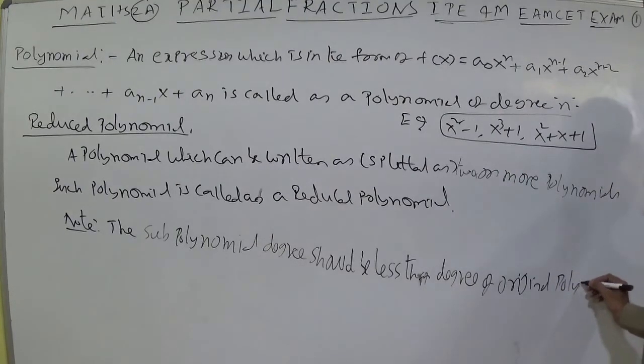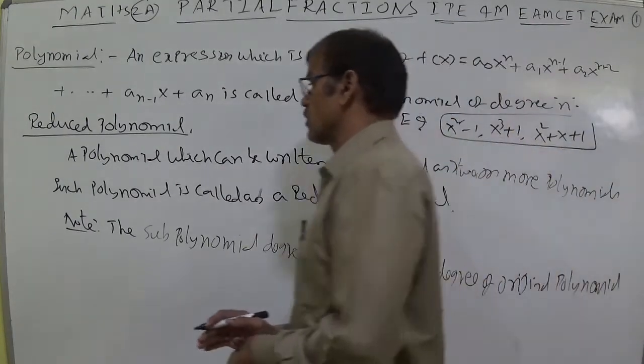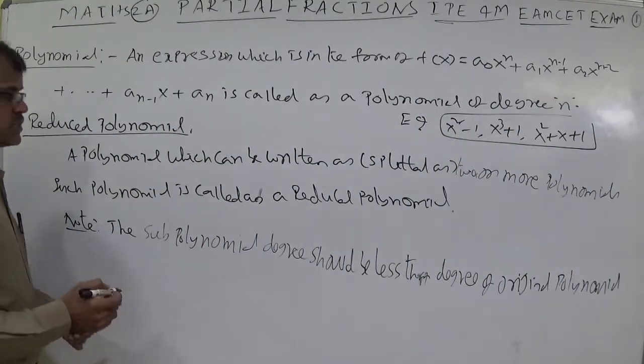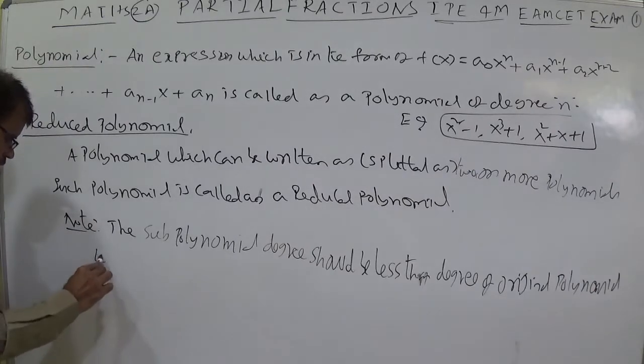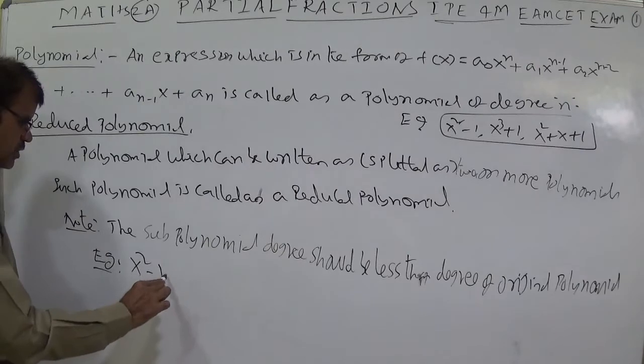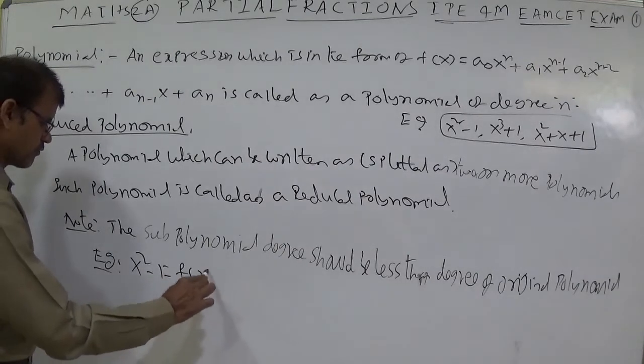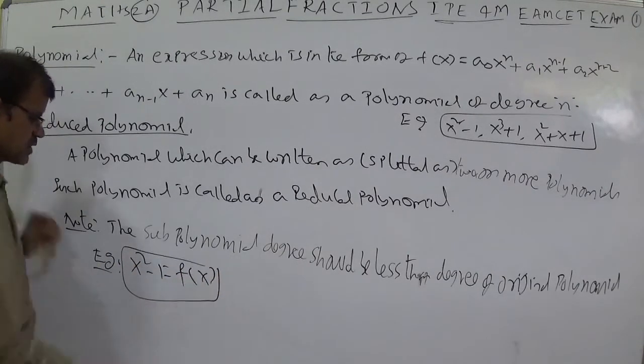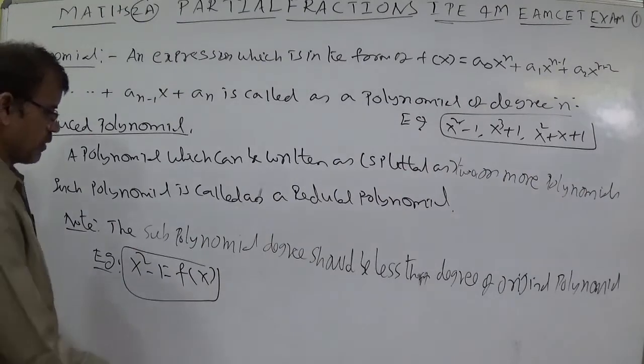Degree of original polynomial. Here I will give an example to you. Let us discuss the example. Let us write here f of x is equal to x square minus 1. f of x is equal to x square minus 1 is a polynomial.